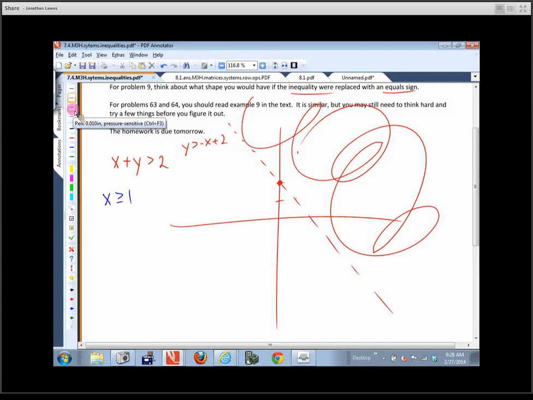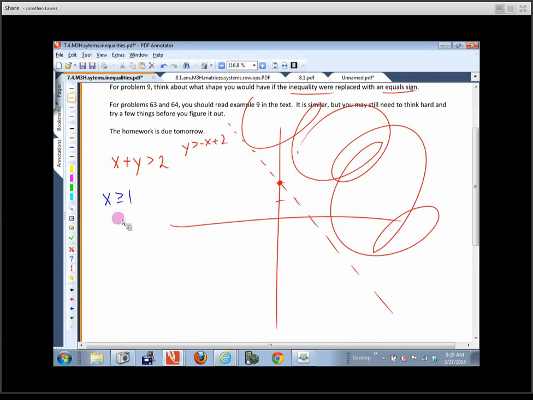Okay, listen up. When do you change the direction of the inequality? Two things can do that. Multiply or divide by a negative. If you multiply or divide by a negative, you need to switch the direction. Let's take a look at this one right here.